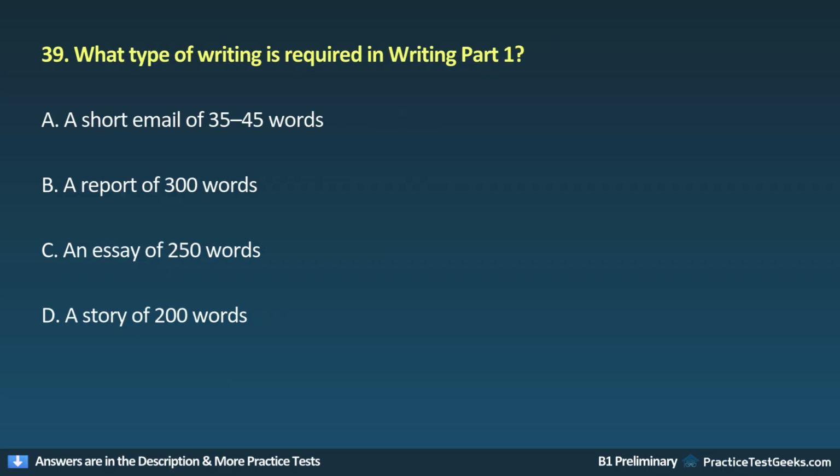39. What type of writing is required in writing Part 1? A. A short email of 35 to 45 words. B. A report of 300 words. C. An essay of 250 words. D. A story of 200 words.